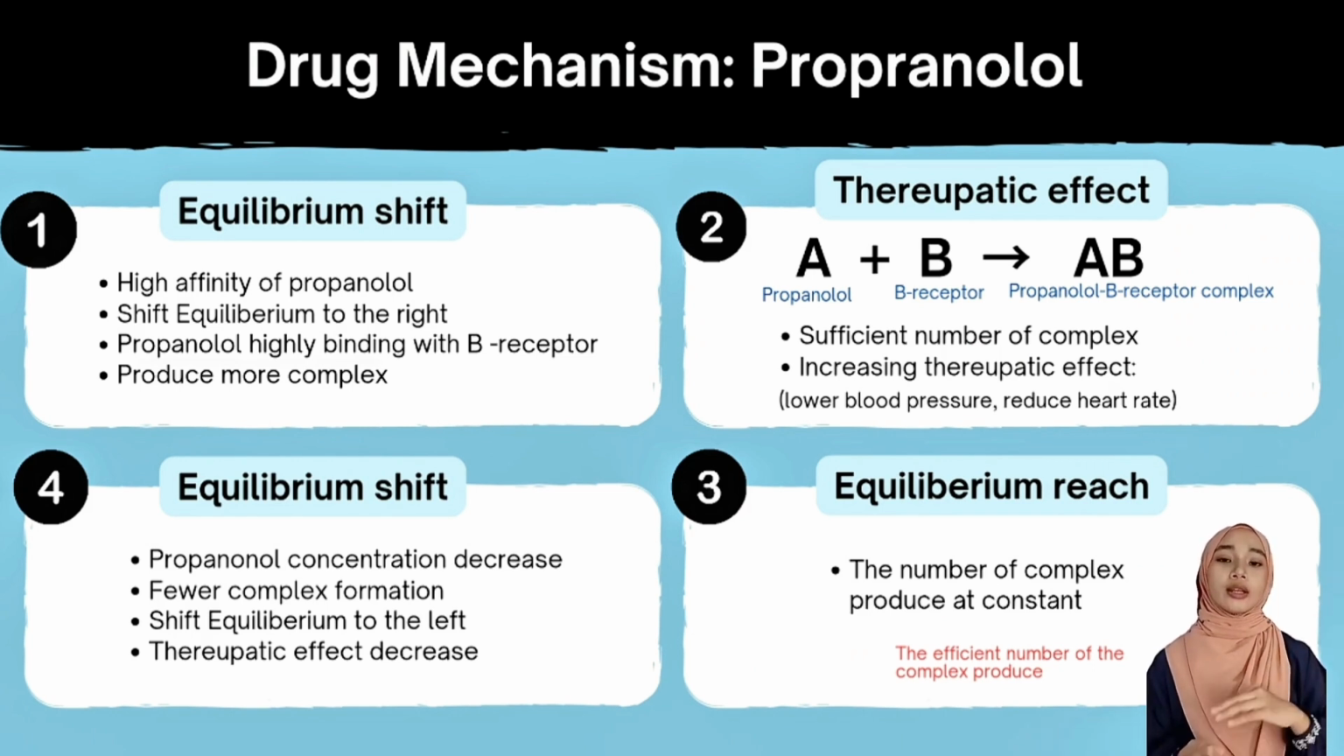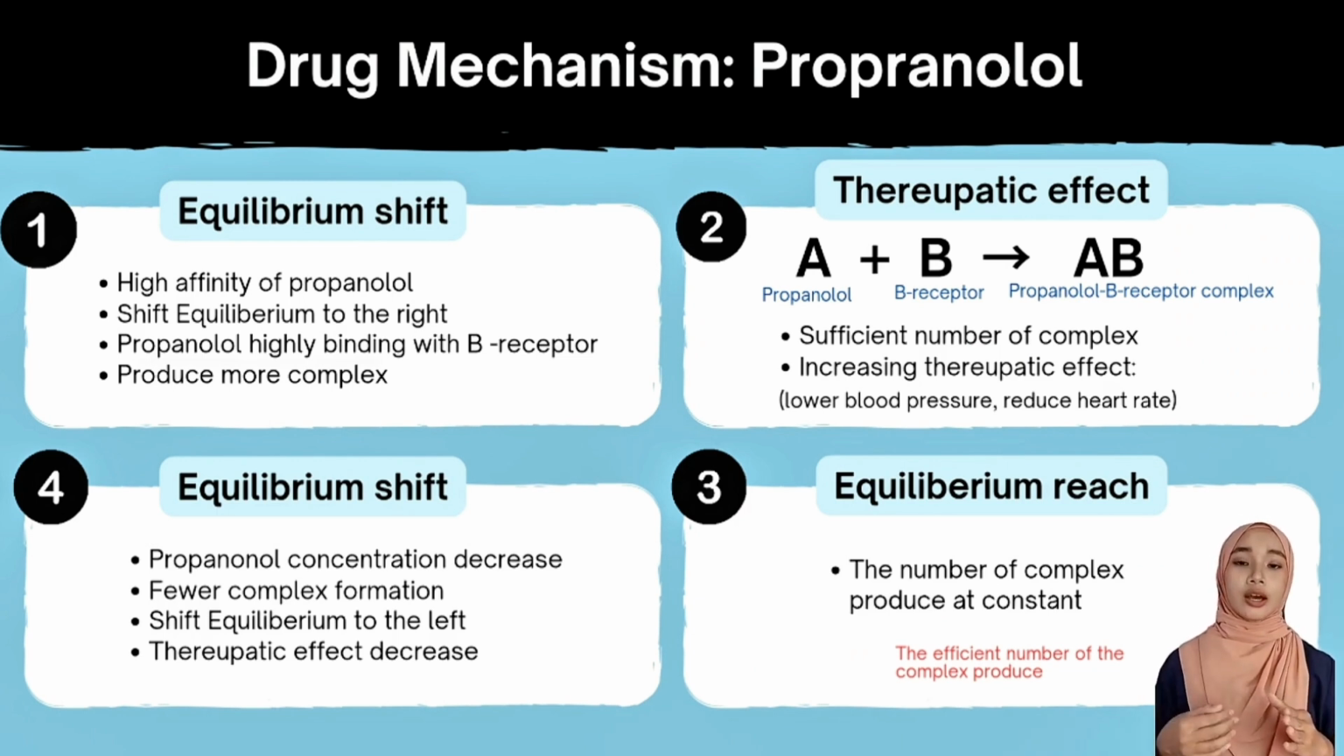Until at one point, the number of complexes produced is constant, indicating that the reaction is at equilibrium. After a while, the propranolol will decrease in concentration, and the formation of the complex will also decrease. Thus it will shift the equilibrium to the left and decrease the therapeutic effect of the drug.